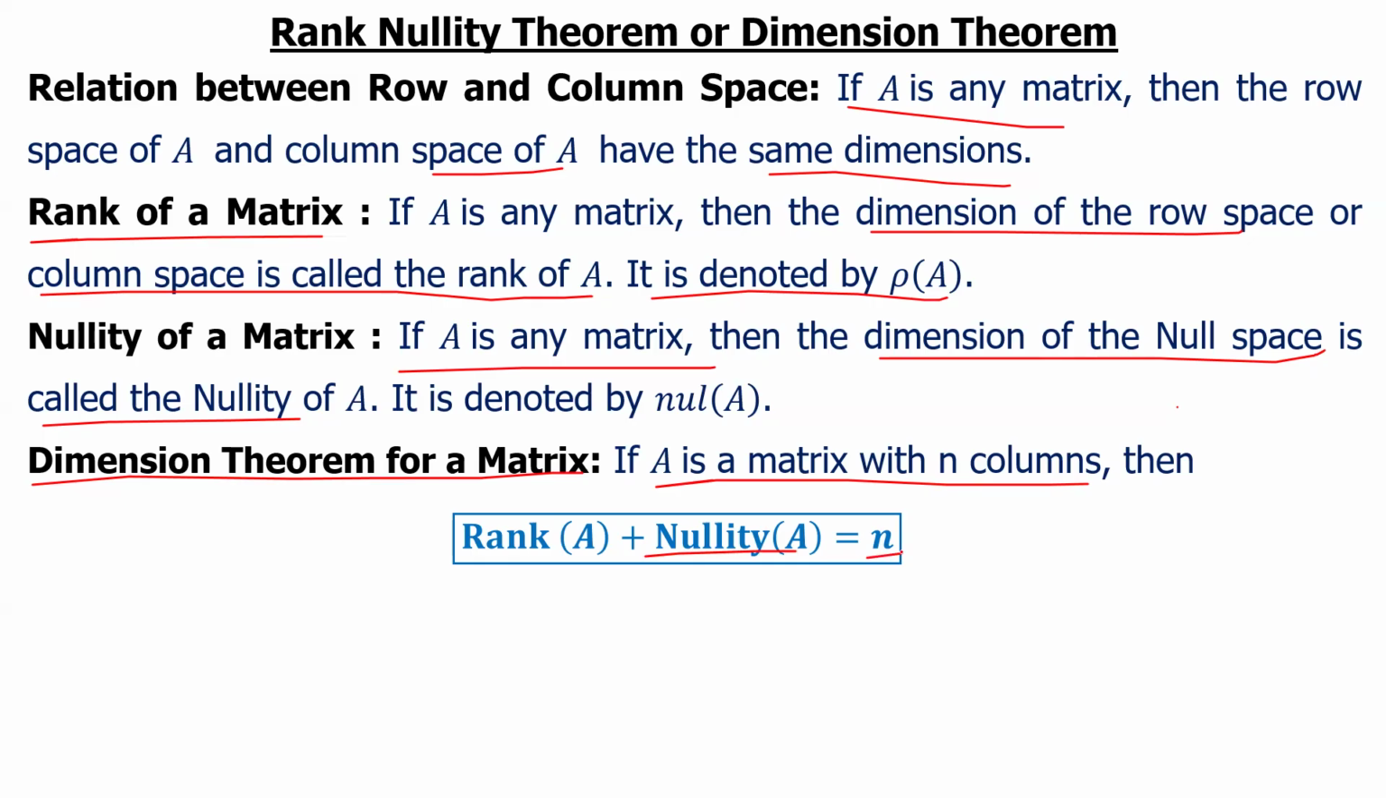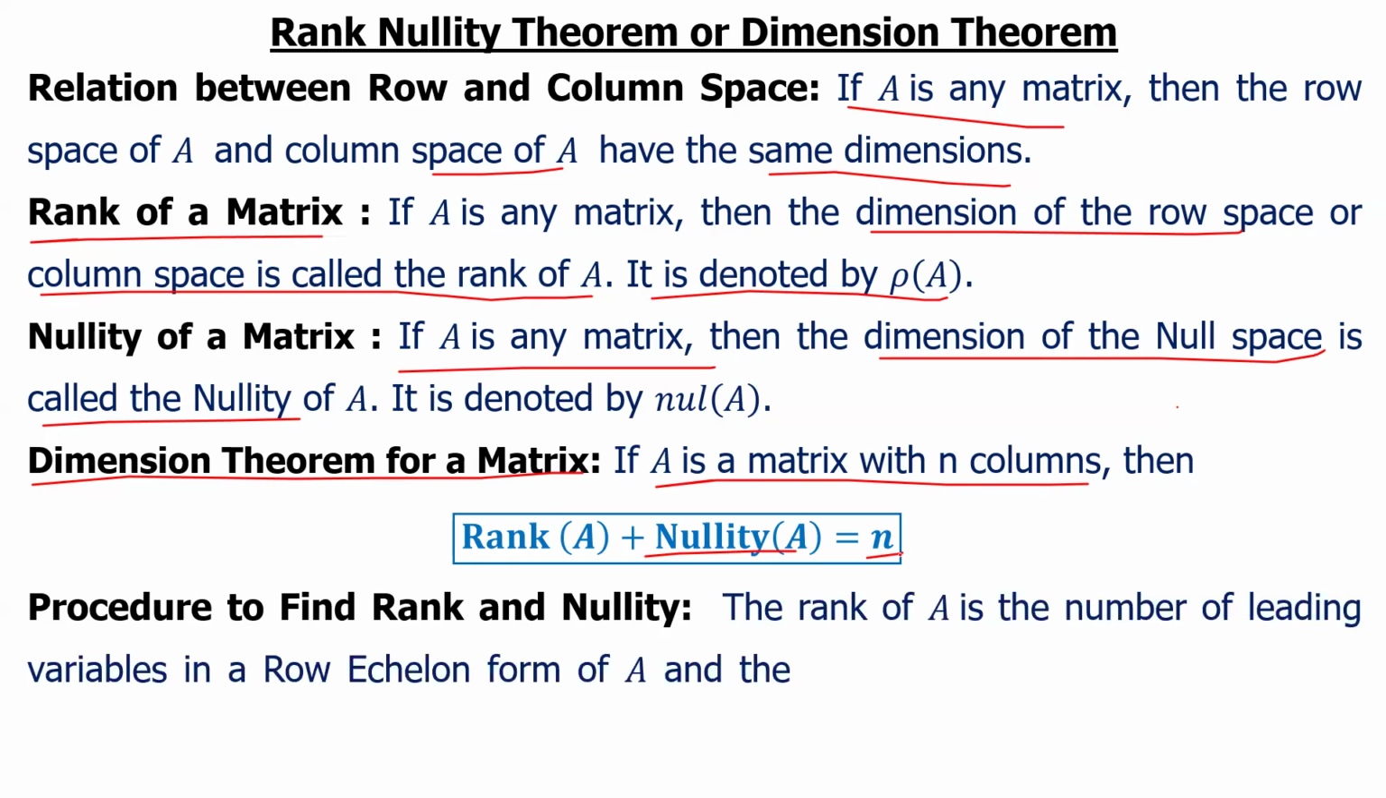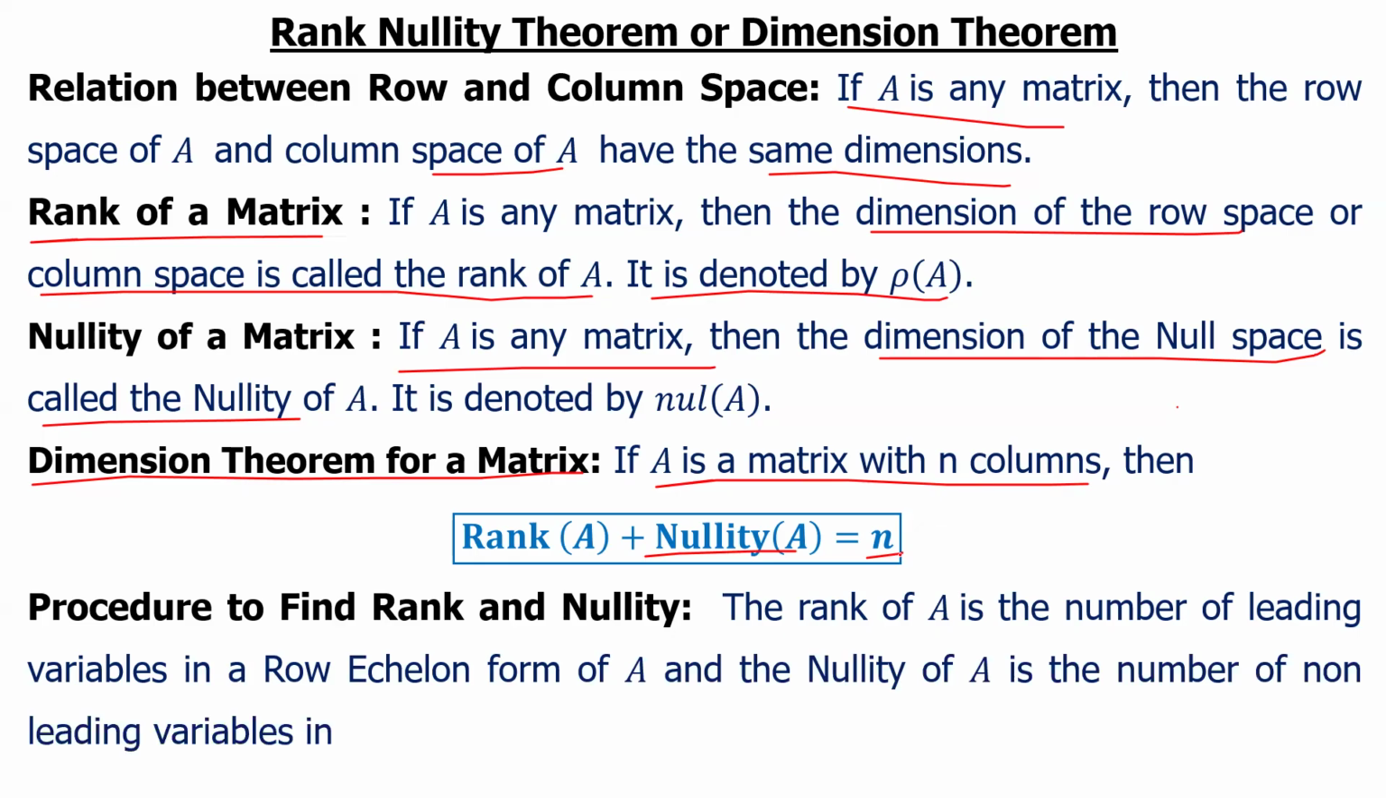Procedure to find rank and nullity. The rank of A is the number of leading variables in the row echelon form of A, and the nullity of A is the number of non-leading variables in a row equivalent form of A.